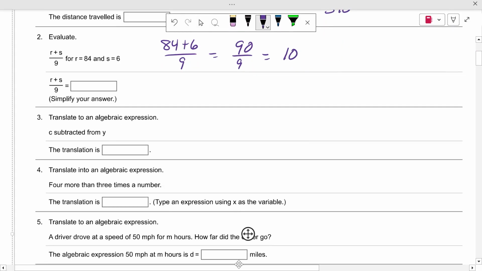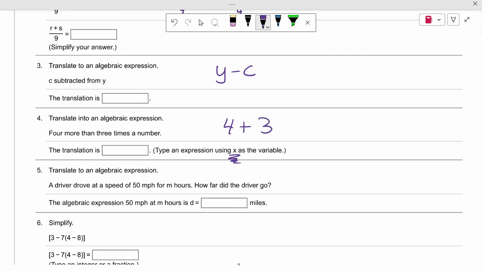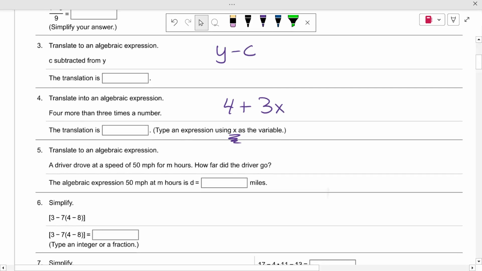Translate into an algebraic expression. C subtracted from Y. What do I write first? Y minus C. 4 more than 3 times a number. It says use X as a variable, so you have to use an X. If you put a different variable in, it'll count it wrong.